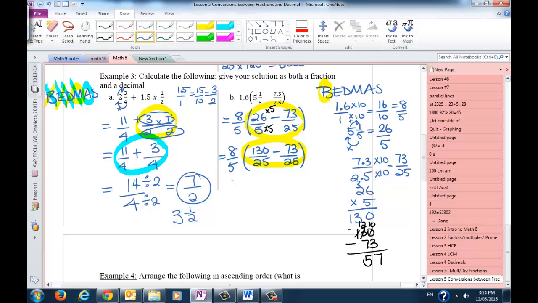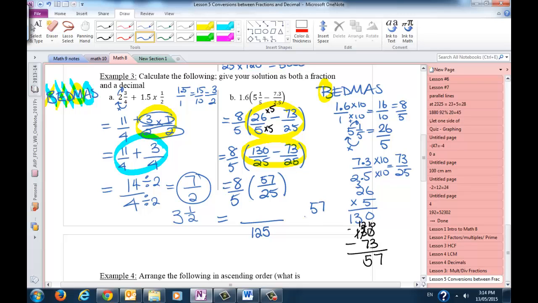So I have in my brackets 57 over 25. I'm always going to look to see if I can cross divide anything, and in this case I can't. So it's unfortunate, but I'm going to have to do one last step. I know that 5 multiplied by 25 is 125. If you didn't know that, do the long multiplication in the column.